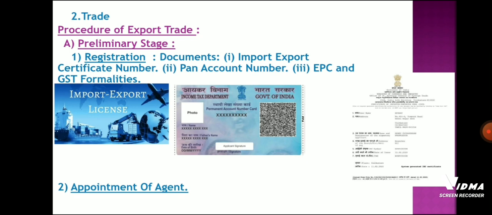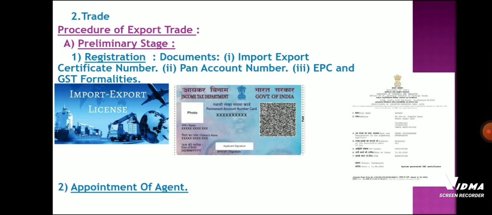He is also required to get registered with the income tax authority to obtain a permanent account number, that is PAN card number. You know what a PAN card is. The exporter is also required to get registered with EPC, that is Export Promotion Council. We will see what the reason is to be registered with the Export Promotion Council.